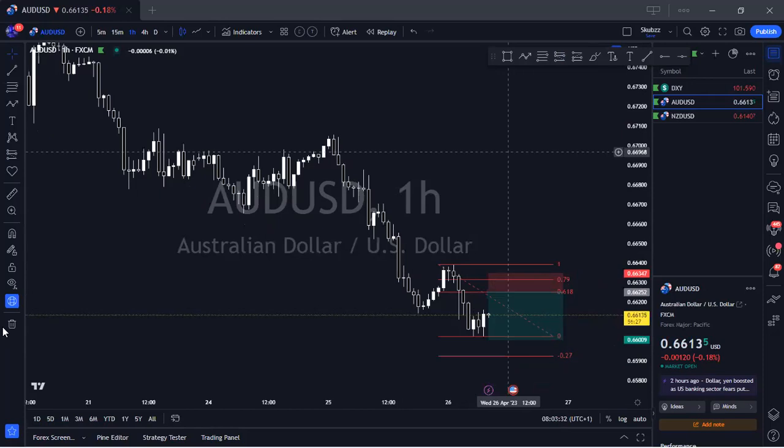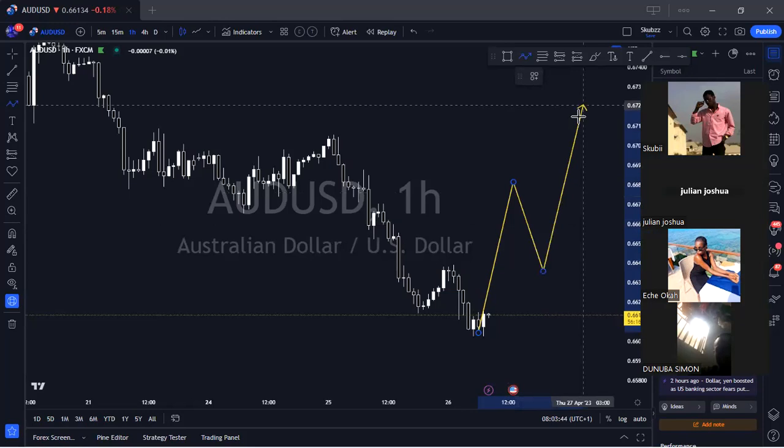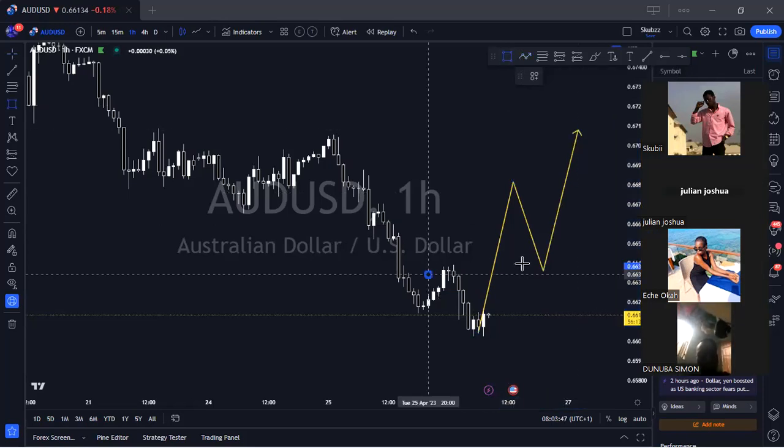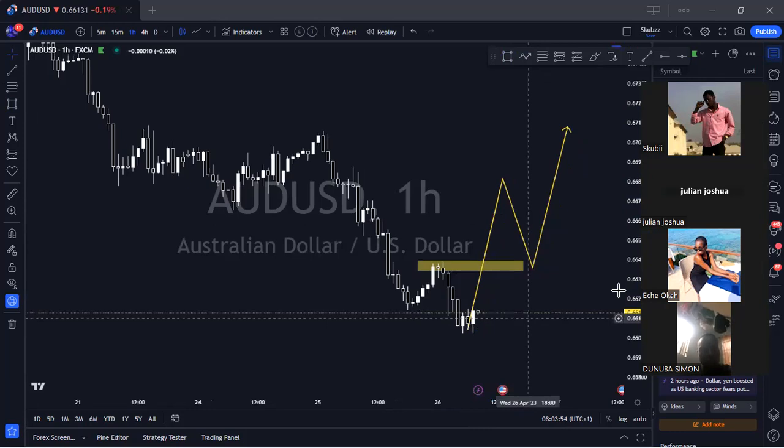Now, what if we don't get that sell, and price just comes and breaks above here? Then we know that we're having a shift in market structure. From there, we'll be looking for a retest and then a continuation. So if price comes and breaks this high, we'll look for a retest and a continuation. Let's just sit back and see how everything plays out.